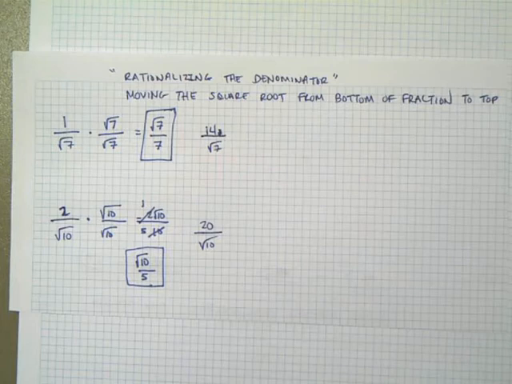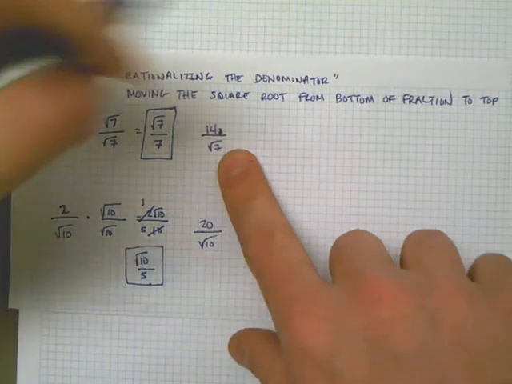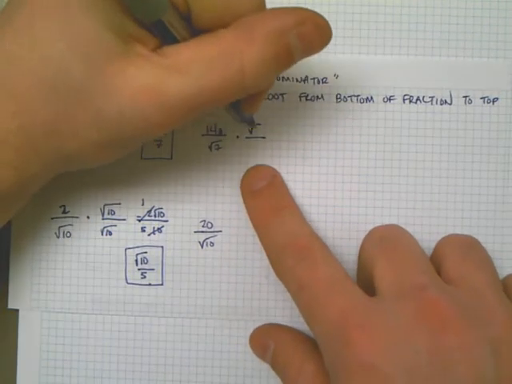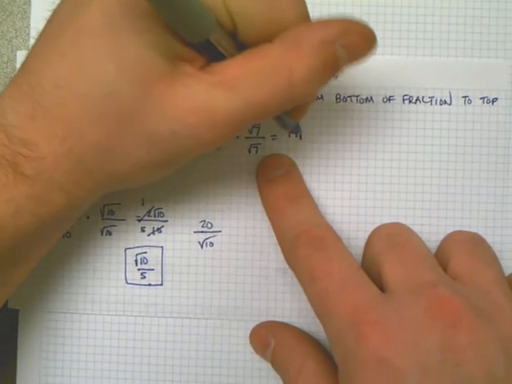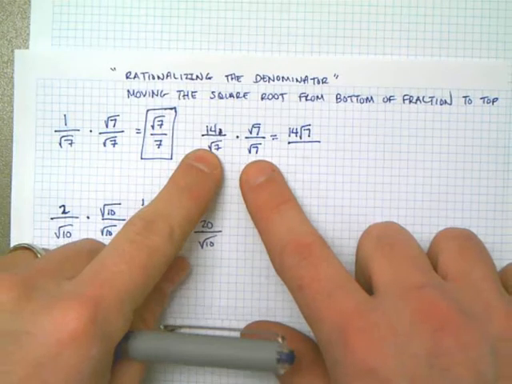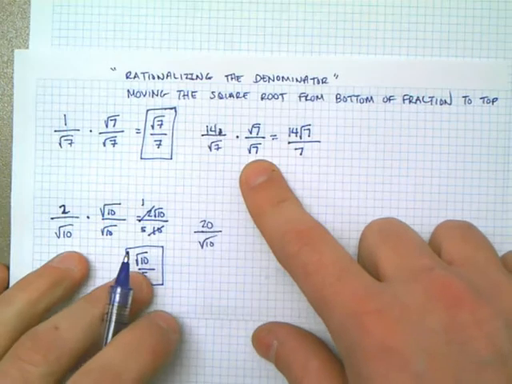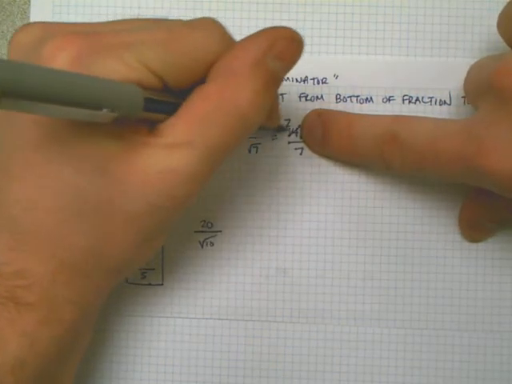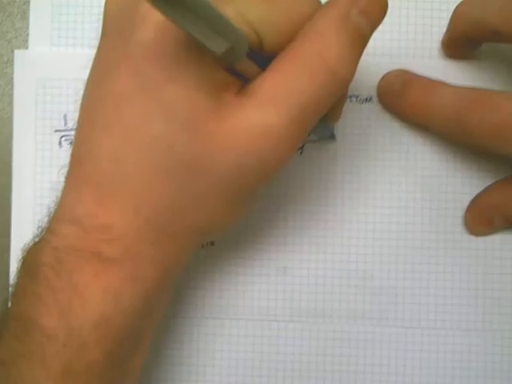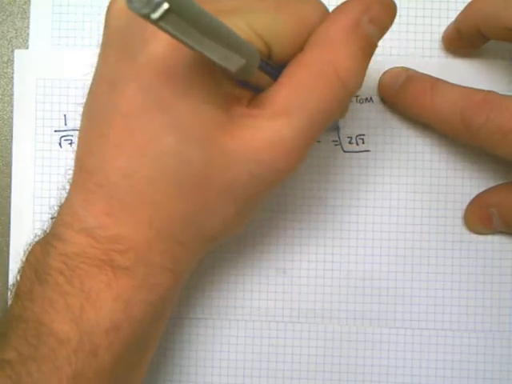Okay, 2 more examples, and then we'll be done. On this one here, once again, multiply by the square root of 7 over the square root of 7. I end up with 14 square roots of 7 on the top. The square root disappears on the bottom. And now I look at the numbers outside the square root and see, do they simplify? 14 over 7 becomes 2 over 1. That's 2 square roots of 7.